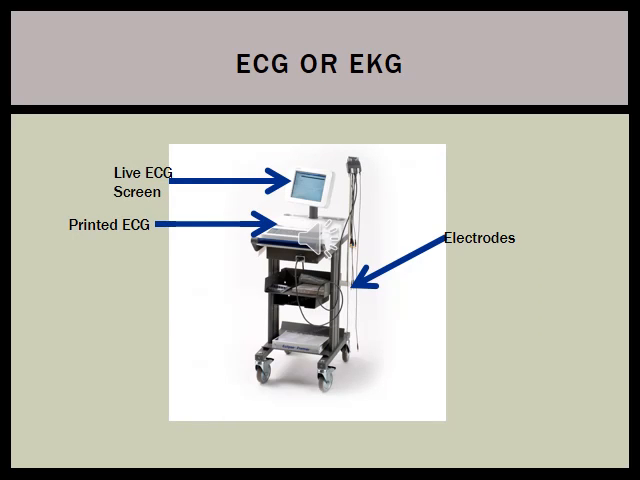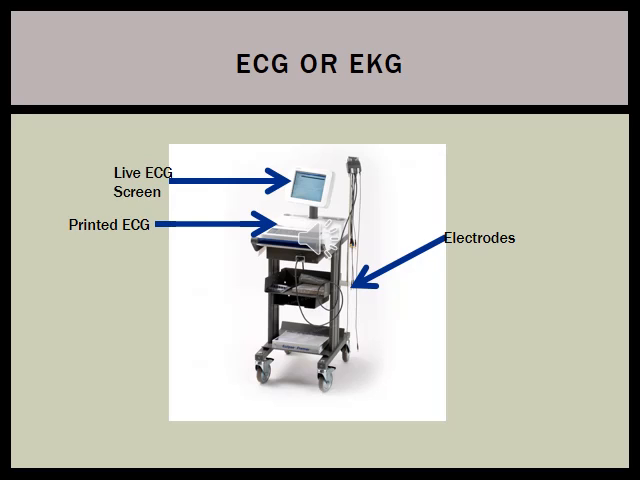An EKG or an ECG is an electrocardiogram. An ECG provides us with information on the heart's electrical conductivity. The electrodes are 10 wires attached to an electrode. We attach those to the person's chest. The live ECG screen provides us with information on the heart's electrical conductivity. We can see if the heart is functioning normally from an electrical perspective.